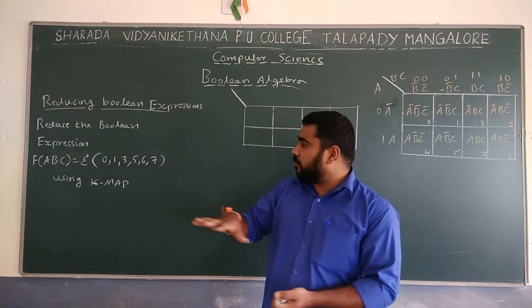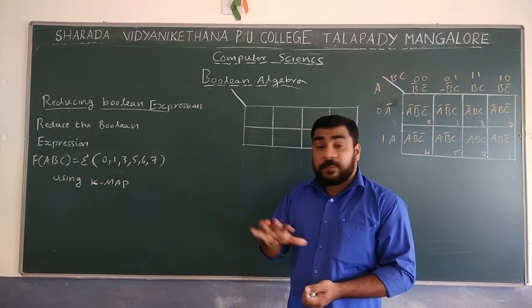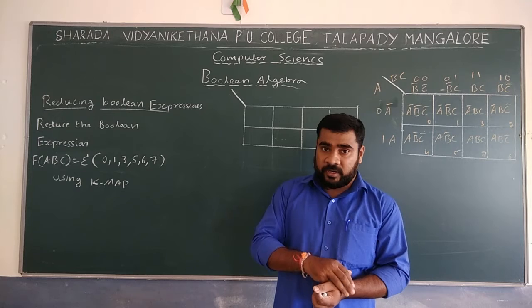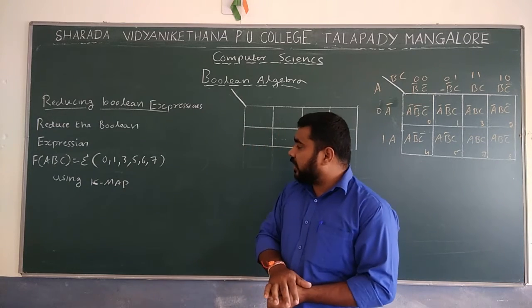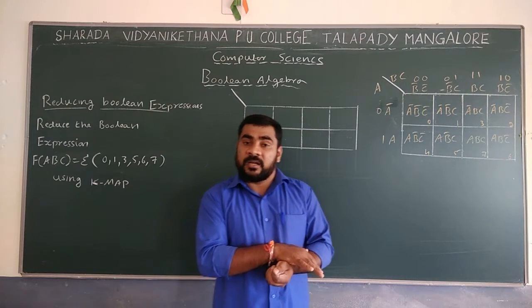So, moving to the example: reduce the Boolean expression. How to reduce the Boolean expression? F of A, B, C. Only 3 variables are there, so there will be 8 cells. F of A, B, C is equal to sum of 0, 1, 3, 5, 6, 7. So these are the terms.